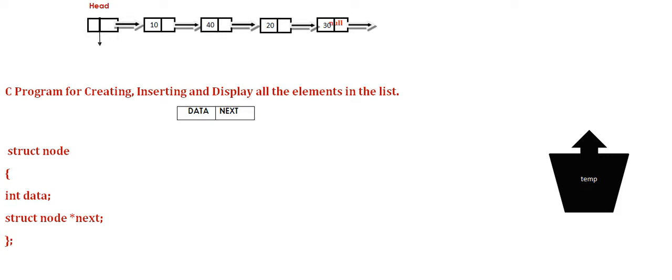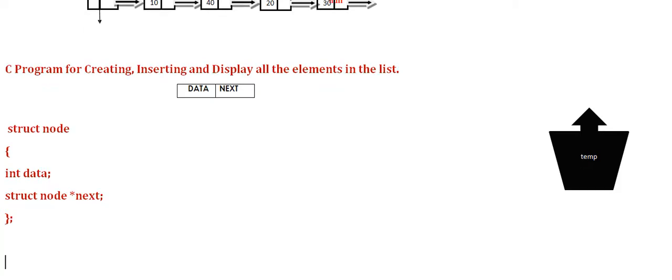Now I have created the structure, okay. So the structure will have two fields, first one for data and next one for the address of the next node. Now once again for the basic fields, first the head pointer, and then the new node and the temporary. I'll explain what the use of the temp pointer is.